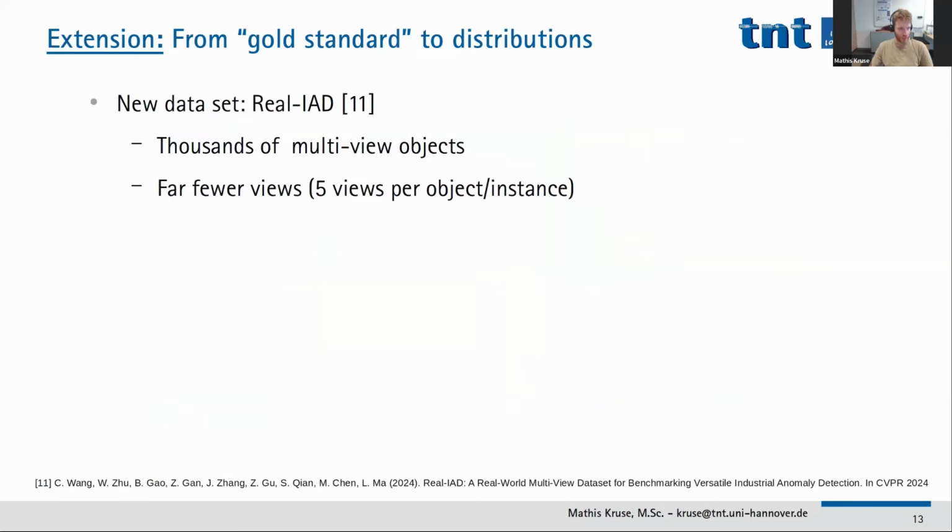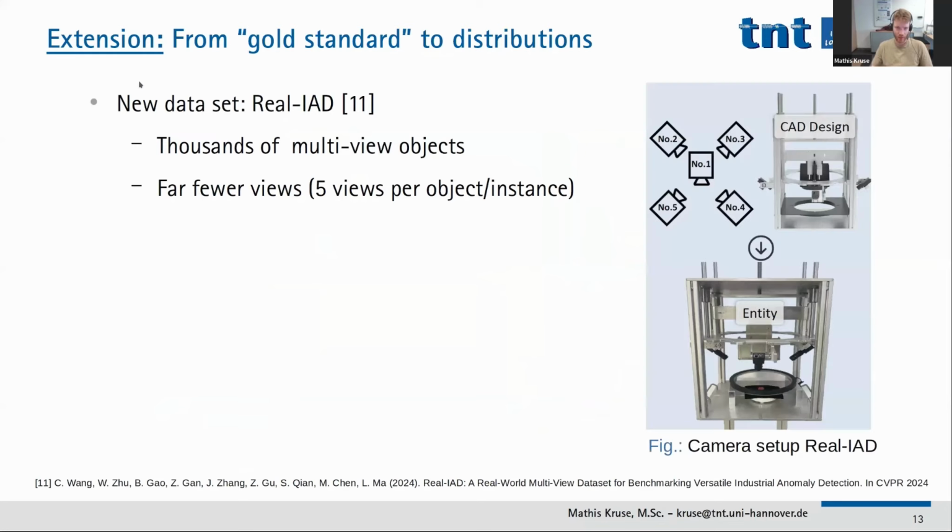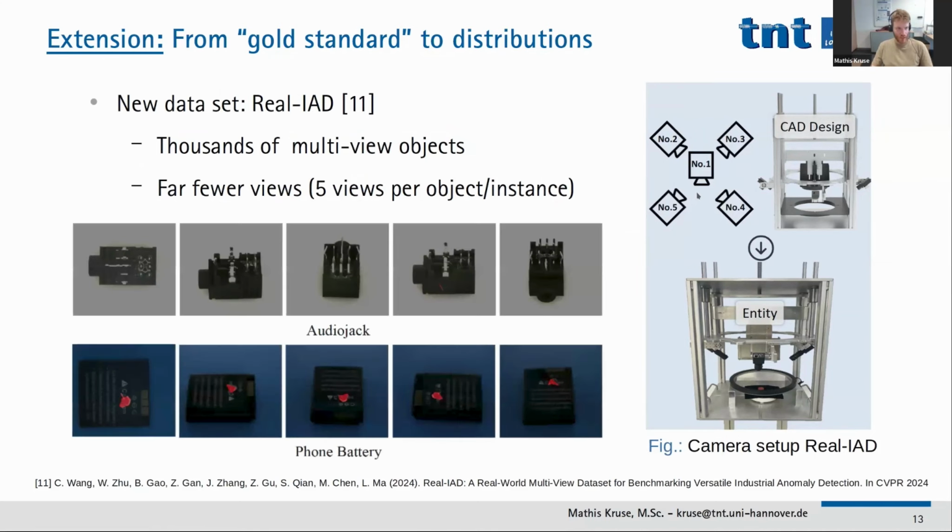And new datasets came out. So this is last year's main track, the Real-IAD dataset. And it features thousands of multi-view objects, and each object had 5 different views per instance. So they essentially were put into this machinery, and images were taken from all 4 sides and from the top. And these are some example classes with an audio jack and a phone battery with the anomaly marked here in red. So we have, again, different viewpoints of an object, but many more objects.